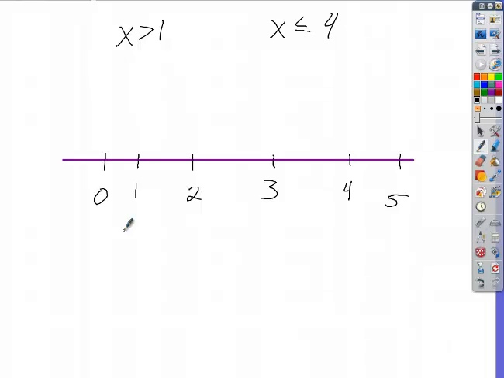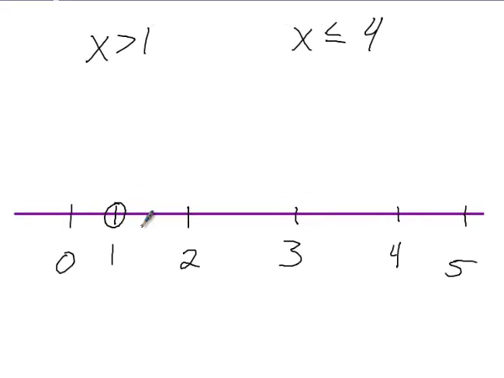So x greater than 1, open circle or closed circle? Open, because we're not equal to. And where is x bigger, to the left or to the right? To the right. So we've got that so far. X less than or equal to 4, open circle or closed circle? Right, closed circle because it's an or equal to. And then where are the values of x smaller than 4, to the left or to the right?